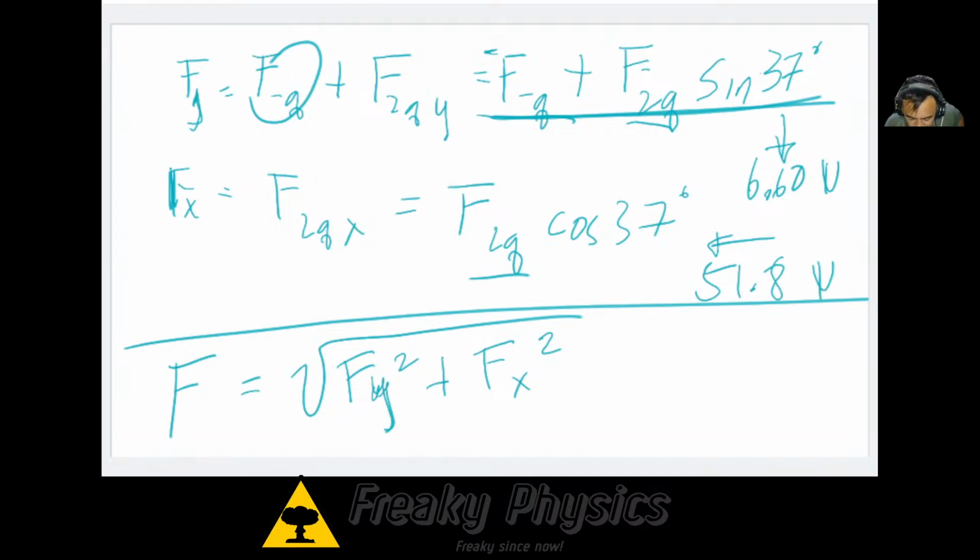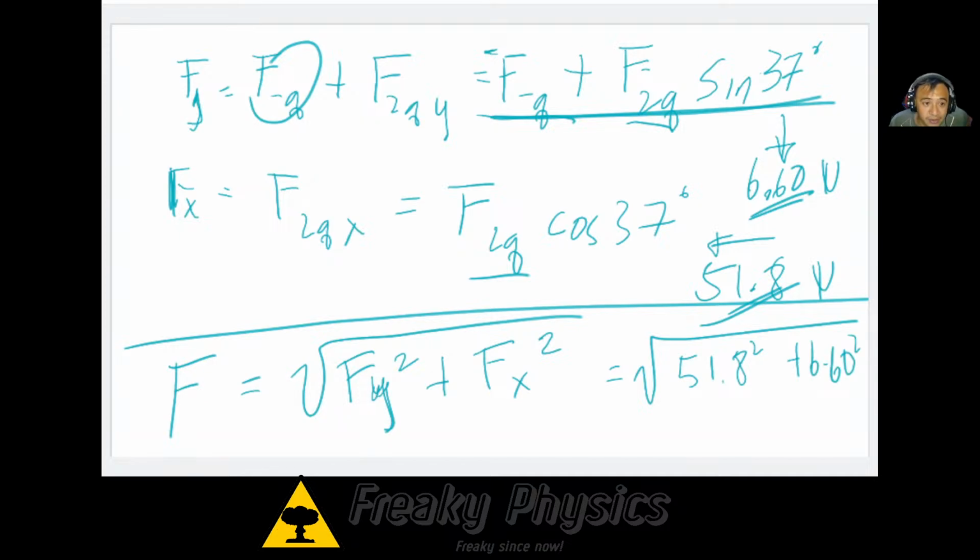Okay, so what are we gonna do? I think you got this, and I think you got this. So finally, we just do the square root thing. Now 51.8 squared plus 6.60 squared. Oh sorry, not times, plus. Okay, let me try that again. 51.8 squared plus 6.6 squared, and then we take the square root of that. This gives us 52.2 newtons for F.